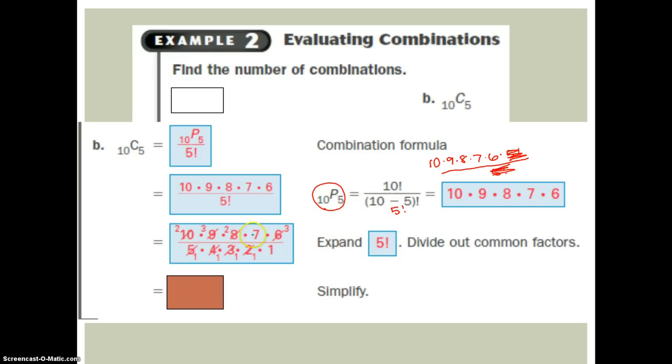Here's what they did. 10, 9, 8, 7, 6 over 5, 4, 3, 2, 1, because that's 5 factorial. Let me show you how they divide out common factors. 10 and 5 both divide by 5, so you're left with a 2. 9 and 3 both divide by 3, so you're left with a 3. 8 and 4 both divide by 4, so you're left with a 2. 7 doesn't do anything. 6 and 2 both divide by 2, so you're left with 3. Multiply straight across, you have a 1 in the denominator, so it's 252.